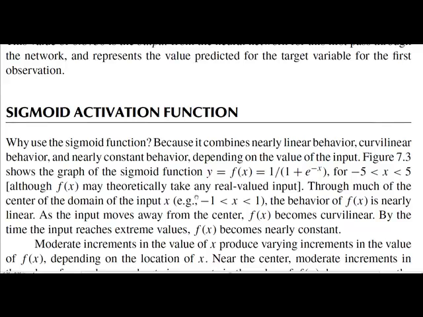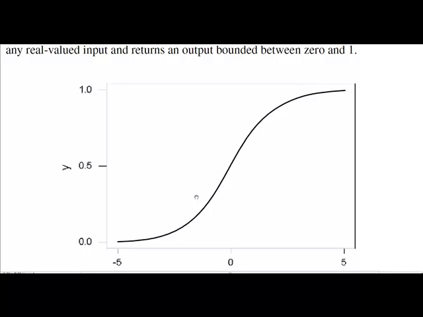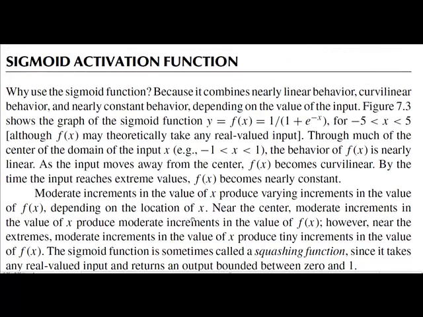So why use the sigmoid function? Because it combines nearly linear behavior, curvilinear behavior, and nearly constant behavior. What are they talking about? Well, that's a common way to describe this sigmoid function. If you look at it in this range here, it's kind of linear. In this range over here, it's almost constant. And here I guess we could call it curved or curvilinear. And here it's almost constant, and here it's curvilinear. So it combines all of those, they say. And it's a very popular function to use because of that, depending on the value of the input.